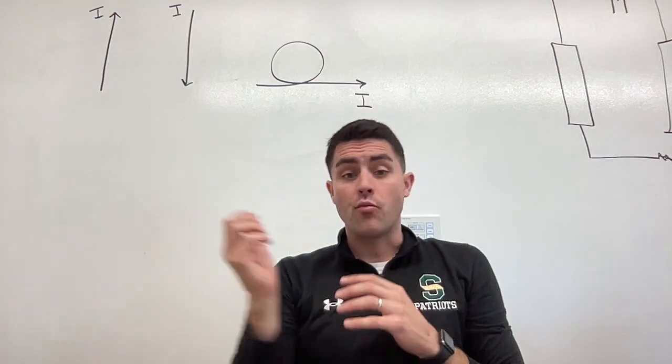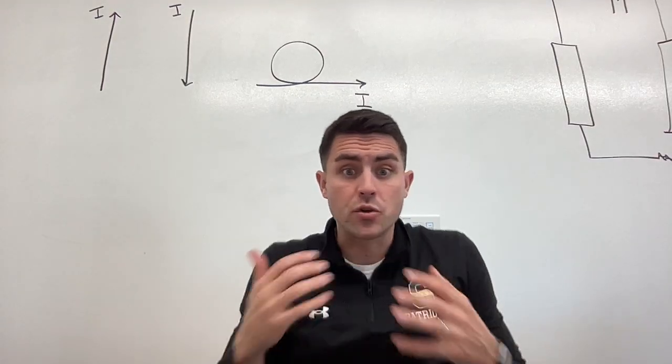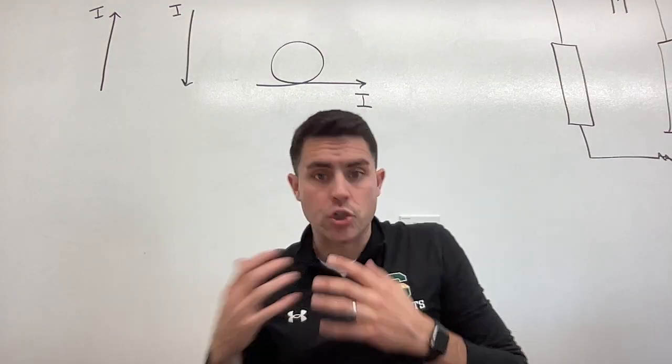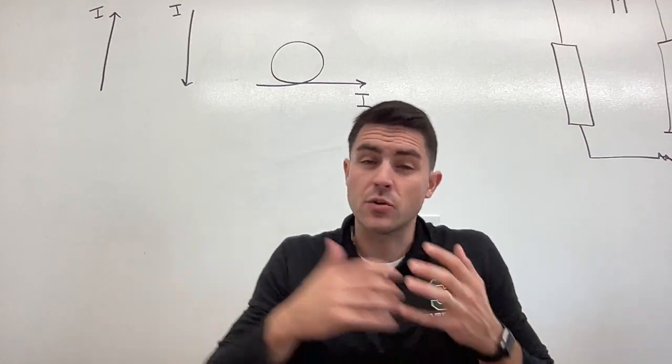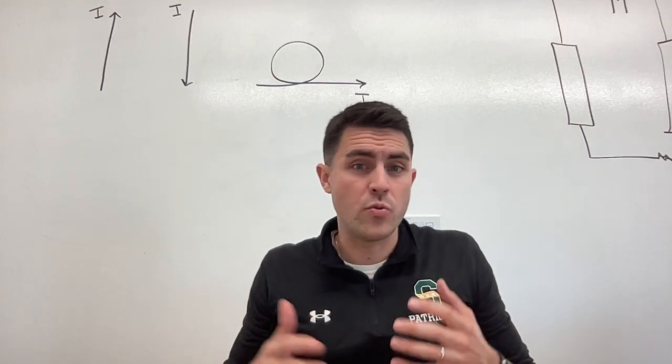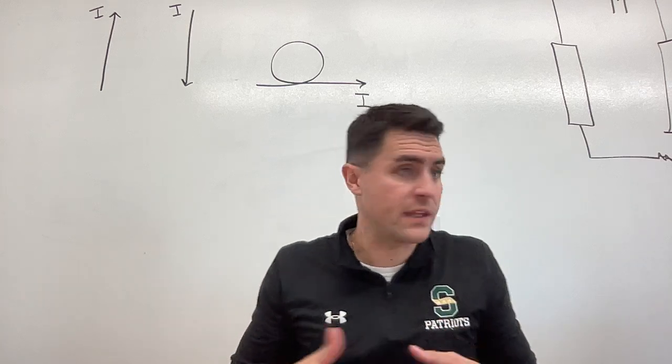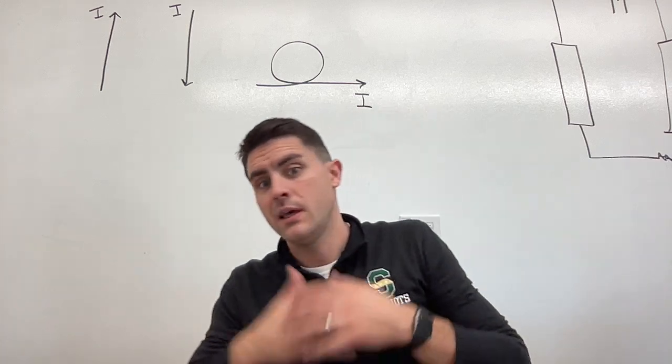If I have current running through a wire, that's a bunch of moving charges. Charges moving through a wire produce a magnetic field. And so the question is, how do I know the direction of the magnetic field? How can I do that?